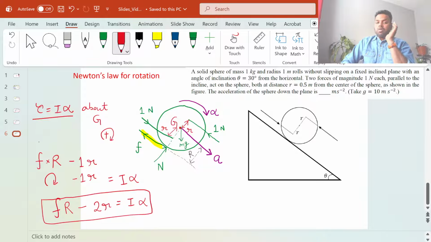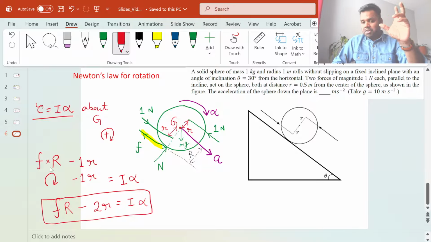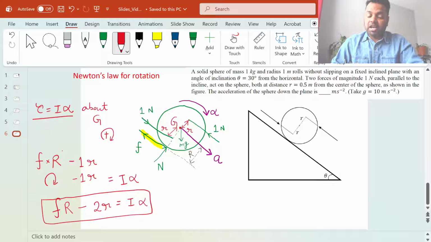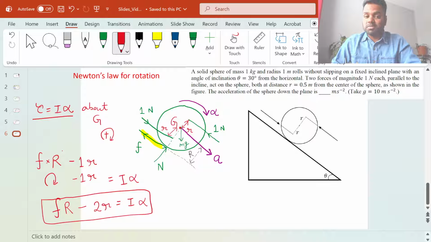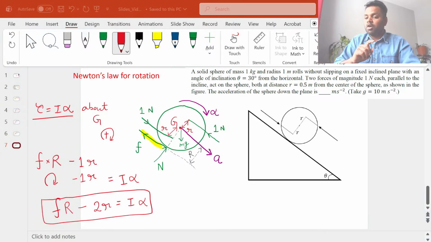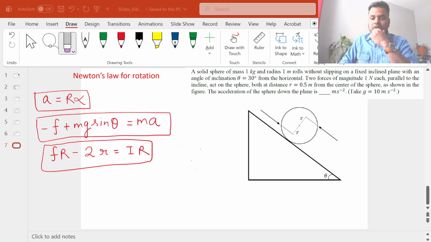Okay, so now what we're going to do, we are going to take the three equations and simplify, solve for A. We're going to plug in all the numbers and we will get our answer. So I am going to copy this slide, and then I'm going to write down the three equations and then we will solve for A. So we have the three equations now, right? And we have to solve for A.